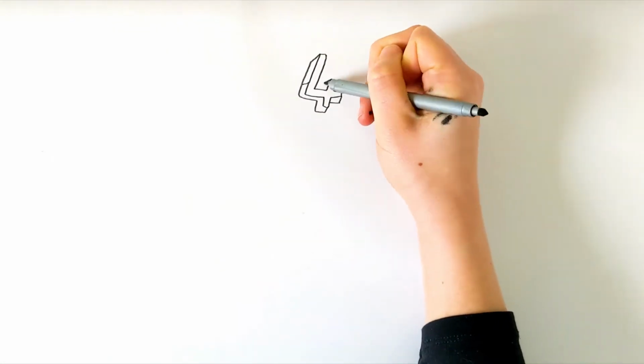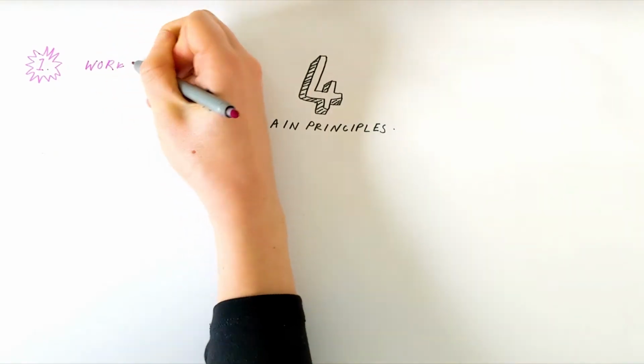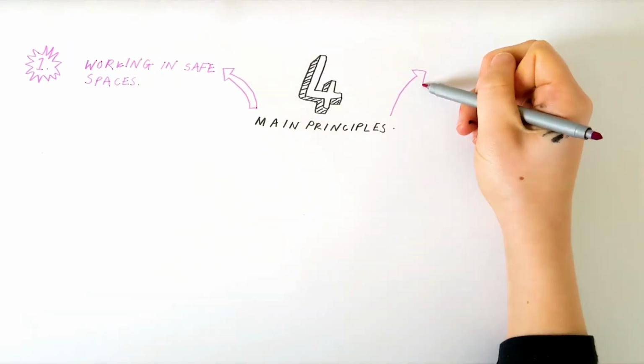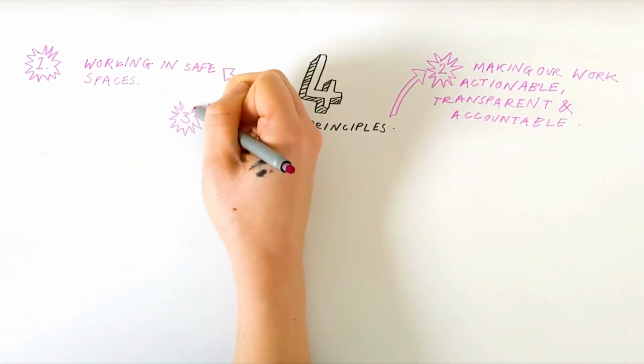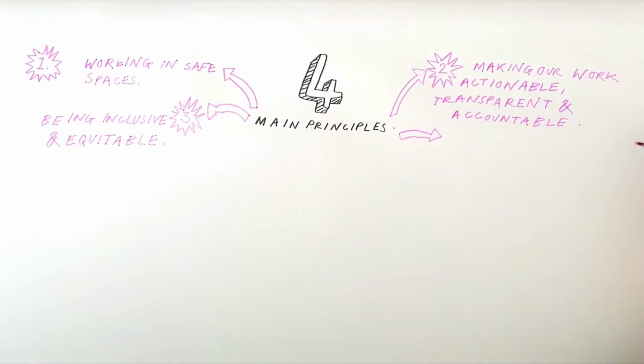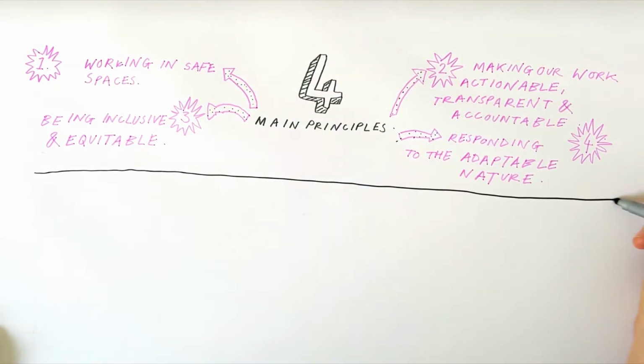The four main principles that will guide our co-production work are working in safe spaces, making our work actionable, transparent and accountable, being inclusive and equitable, and responding to the adaptable nature of co-production.